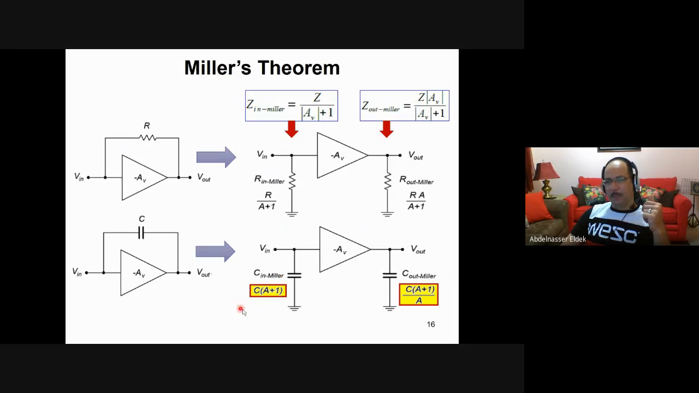So the Cn Miller equals what? Equals C times A plus 1. Okay, this is C, remember, this is not Z. So this is not impedance, and this is not in ohm, this is C in farad. So Cn equals C times A plus 1, and the output capacitance here is C times A plus 1 over A. Then all you have to do is substitute this value to get the Miller equivalent circuit.